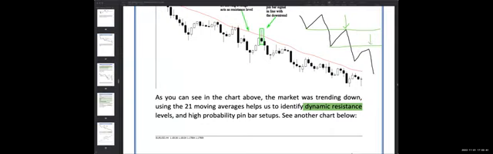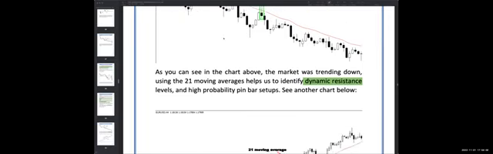So when they say dynamic, it simply means that this resistance level is not fixed to just one area. If you have a moving average coming here, it means this area also qualifies as a resistance area on the moving average, but now it's dynamic because it's flexible. The moving average is flexible, right? That's the definition of dynamic. It means it's not fixed, basically. So I hope that helps. It helps us identify dynamic resistance levels and high probability pin bar setups.